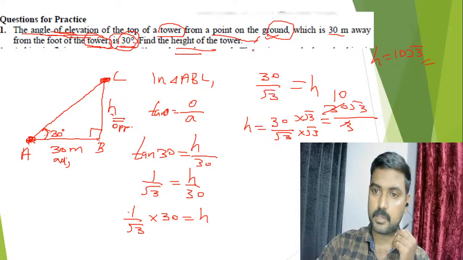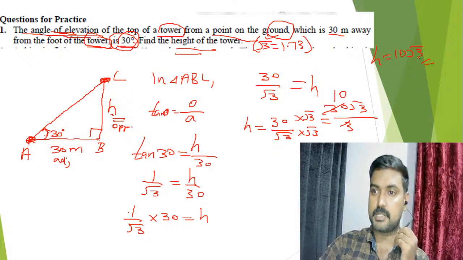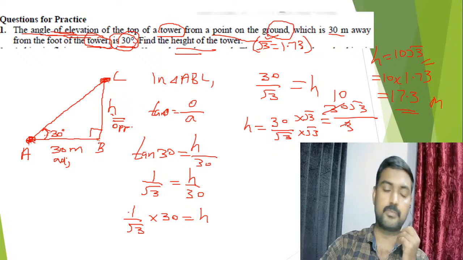If it is given in the question, use that root 3 is equal to 1.73. Sometimes in the question paper it will be given, use root 3 is equal to 1.73. In such cases you insert the value of root 3 as 10 into 1.73. Then you will get the answer 17.3 meter. This is the height of the tower.